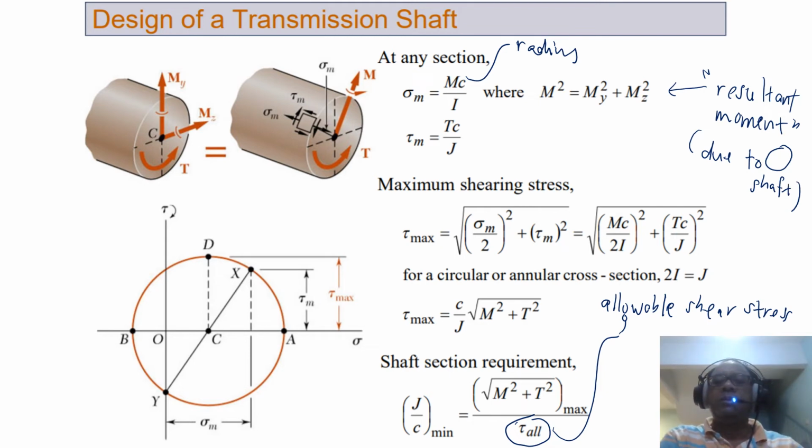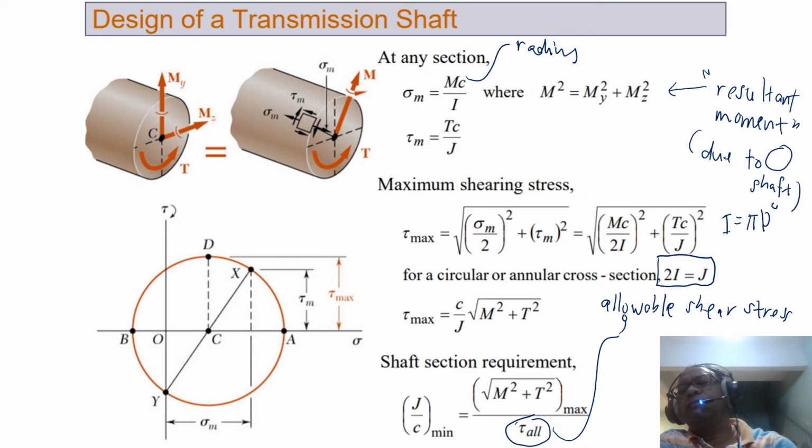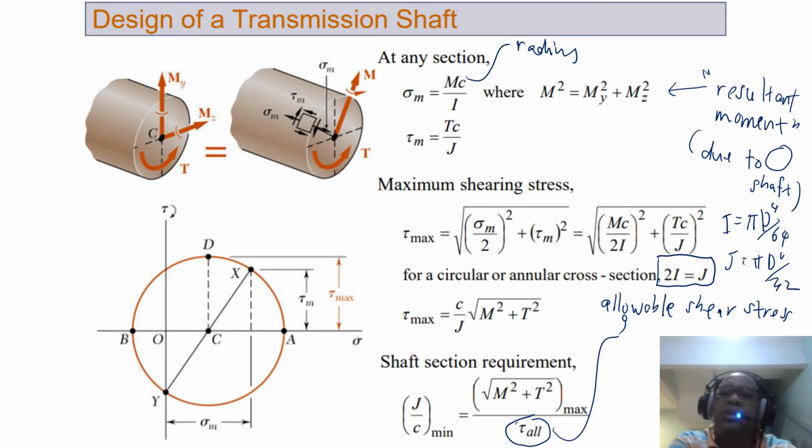Okay, anything else that we missed? So this one we are quite clear. I equals pi d to the power 4 over 64, J equals pi d to the power 4 over 32. So 2I equals 1J. That's what we mean here. So here is the tau max, and this is the allowable shear stress from the system. So you can use the Mohr circle to determine the radius suitable given the allowable shear stress. So that's one way of looking at it.